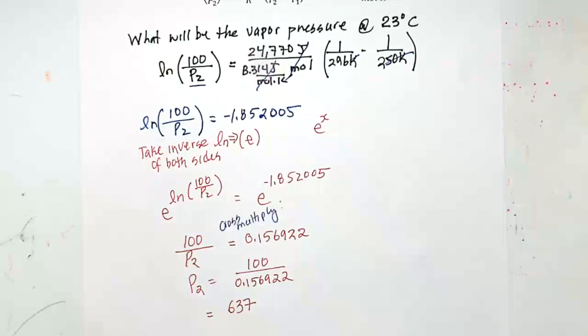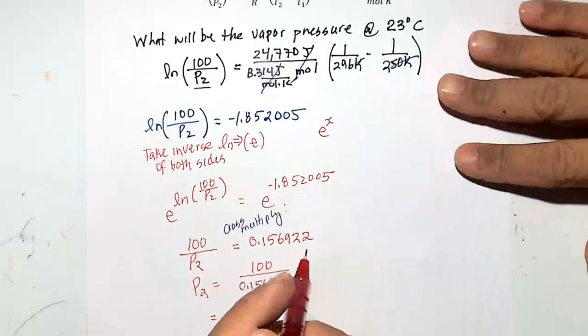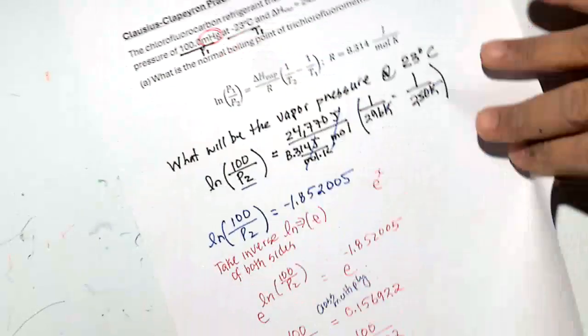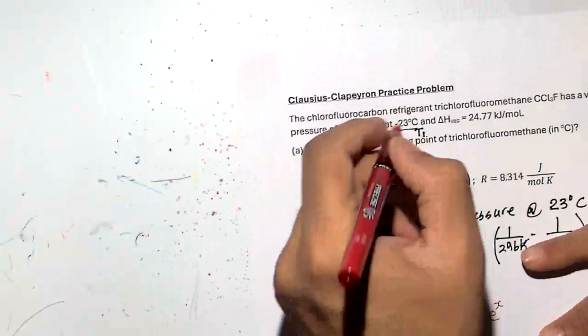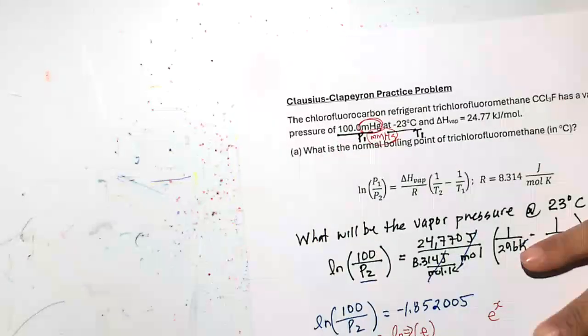It's a pressure, not a temperature. It's not atmosphere, because of our units here. Yes, millimeters of mercury. Should be millimeters of mercury.